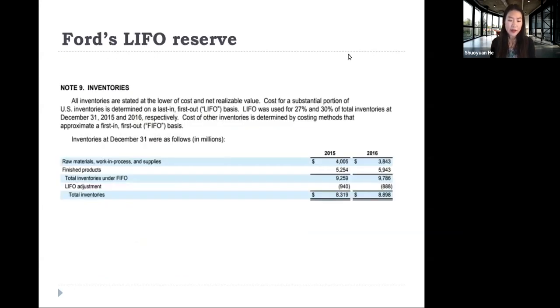So again, this is the LIFO reserve that we saw at the beginning of today's class. The firm is first using FIFO for its internal record. So it takes the FIFO inventory, the cost of ending inventory from its internal record, and makes an adjustment to turn it into the total cost of the ending inventory under LIFO. And this is the LIFO reserve.